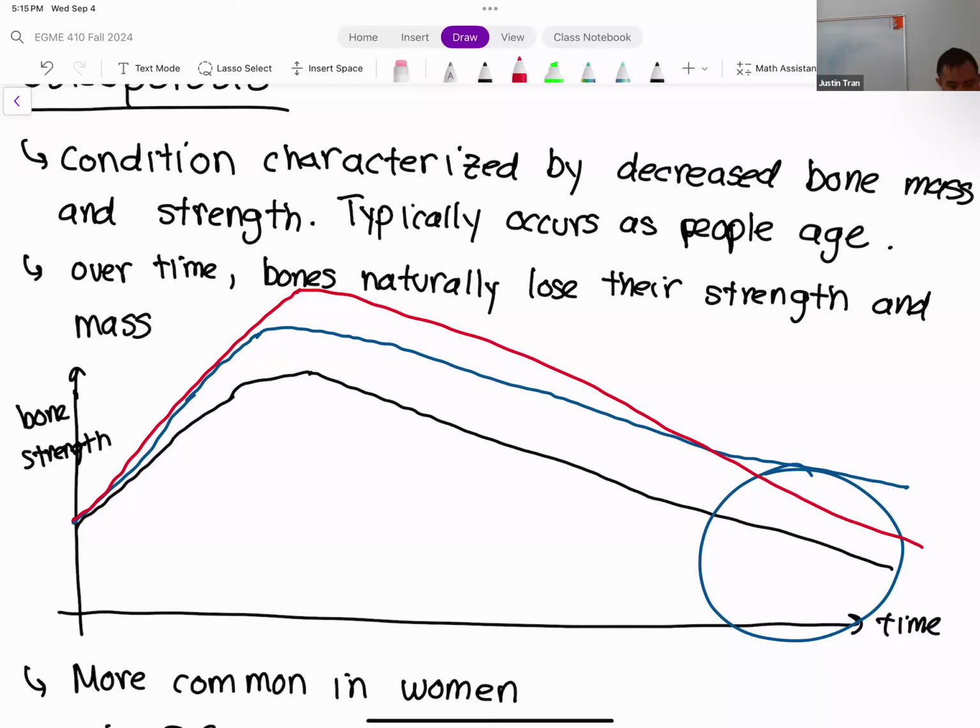All right, any questions on this? Okay, all right, so that's all we have time for today. When we come back on Monday, we'll talk about muscles, and then we'll move on to joints.